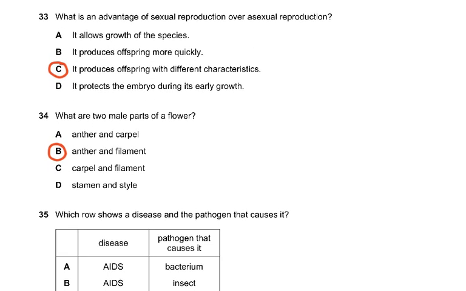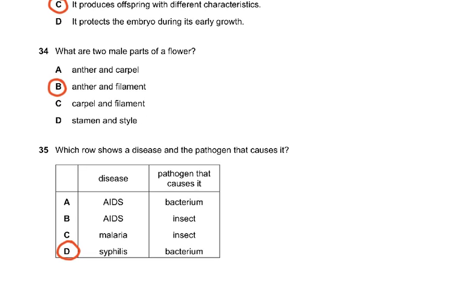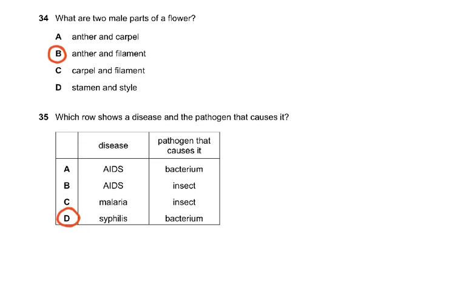33. What is an advantage of sexual reproduction over asexual reproduction? So it produces offspring with different characteristics. You see, asexual reproduction produces clones. All are genetically the same. But in sexual reproduction, the offspring will have different characteristics. Then coming on to 34, what are the two male parts of the plant? And you all know that that's factual, anther and filament.